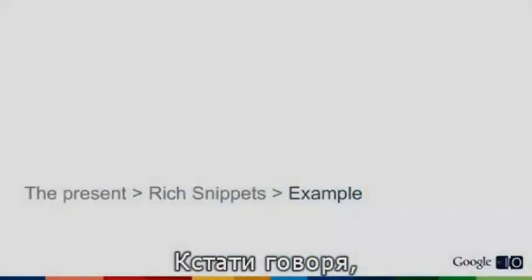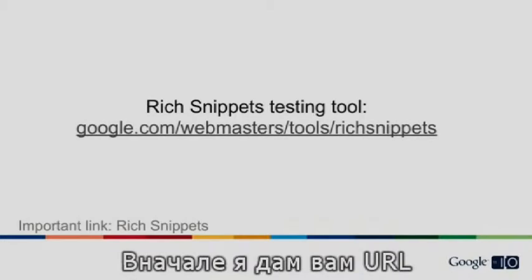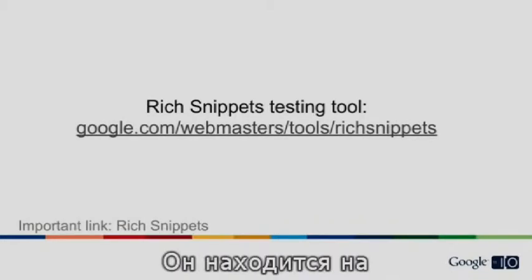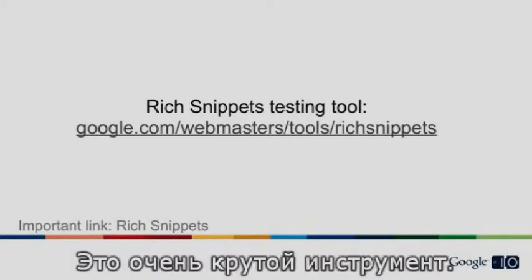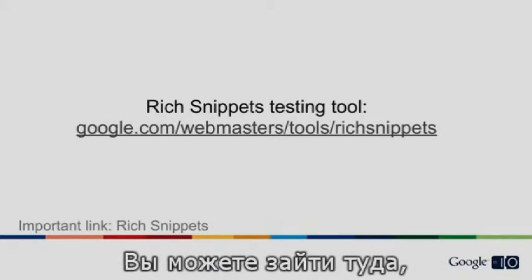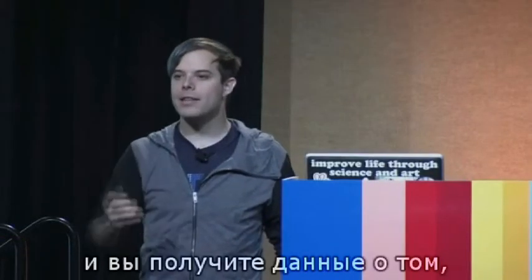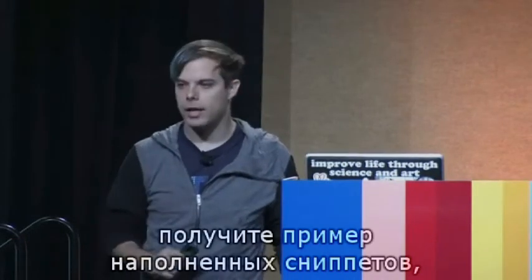Speaking of which, let's take a look at an example. I want to give you a URL first, and this is the rich snippet testing tool. It's at /webmasters/tools/richsnippets. It's a really cool tool. You can go there and put in any URL, and it'll tell you what data it finds and gives you an example rich snippet if it can find enough data to construct one.